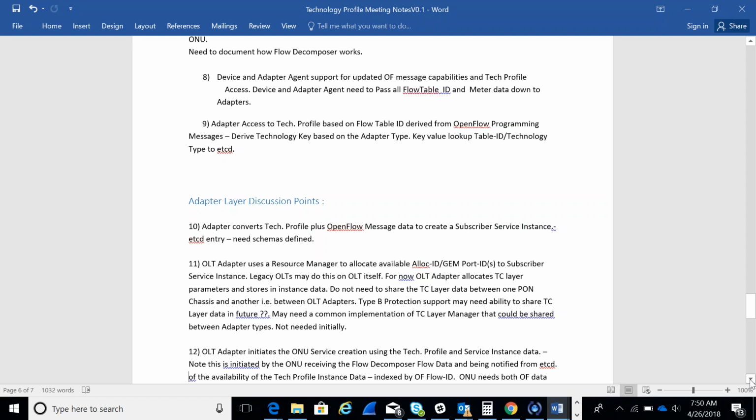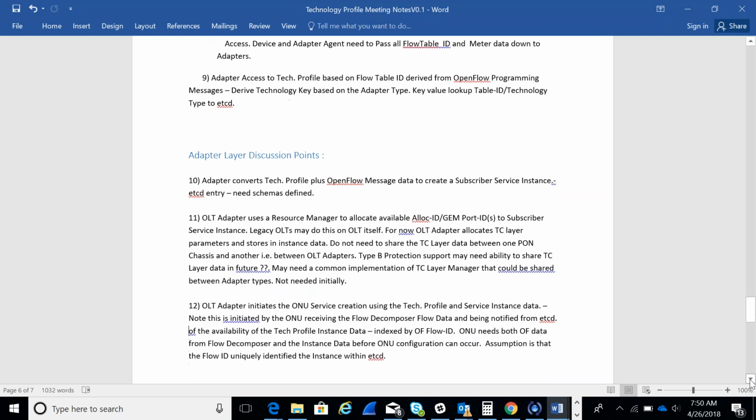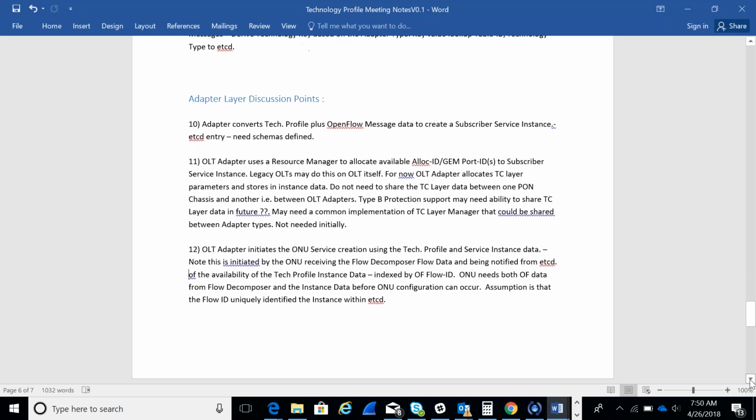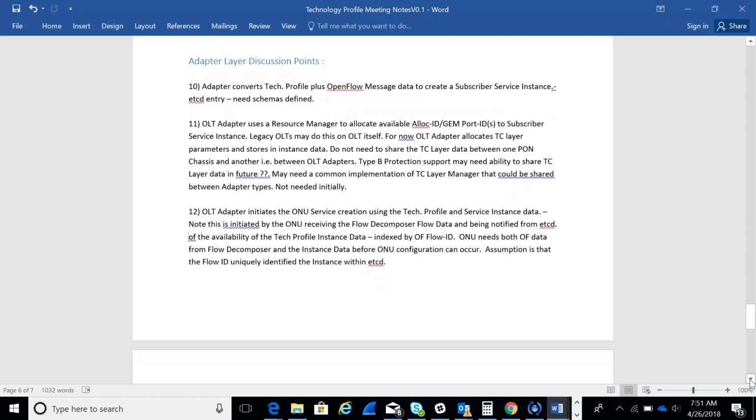Let's see. And then we talked about the points against the adapter layer. Again, the adapter converts technology profile plus the OpenFlow message data to create a subscriber service instance. We just briefly talked about that. That instance can be stored as a database entry or some other entry in the core that's accessible via the OLT and the ONU.